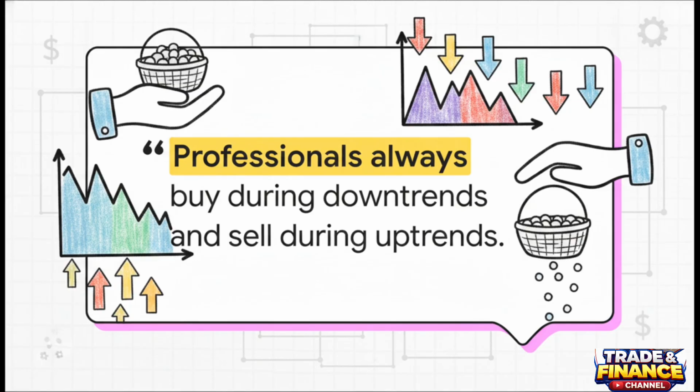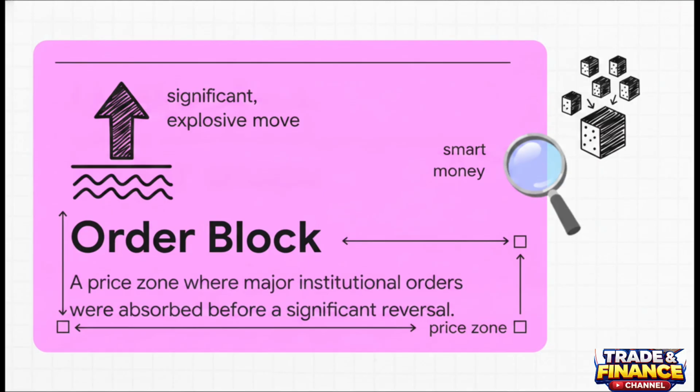Now, to a retail trader, that sounds totally backwards, right? But from their perspective, it makes perfect sense. They actually use the downward panic and momentum of retail traders as a liquidity launching pad to fill their huge buy orders. So what does this actually look like on your screen?